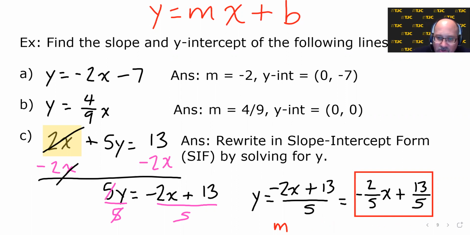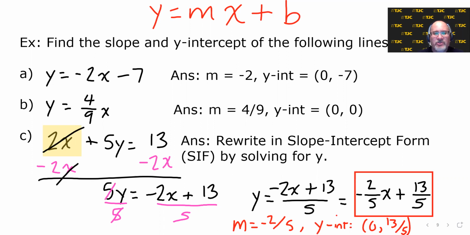So I'm going to move this over just a little bit. Our slope was -2/5, and the y-intercept is 0,13/5.